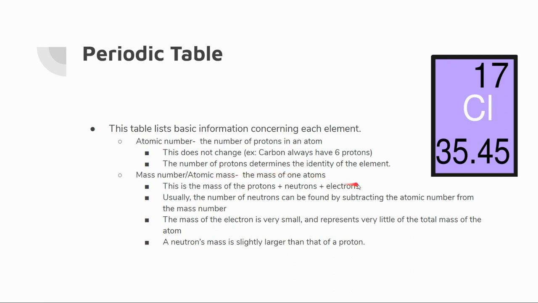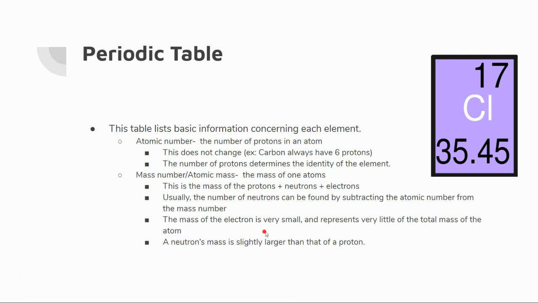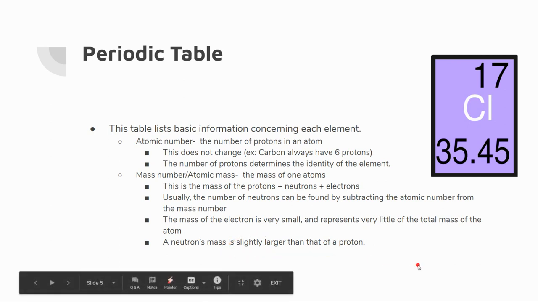This is the mass of one of the atoms. This is the mass of the protons plus neutrons plus electrons. Usually the number of neutrons can be found by subtracting the atomic number from the mass number. So if we take 35.45 and subtract 17, then we're going to get close to the number of neutrons. Here's why. The mass of the electrons is very small, and it represents very little of the total mass of the atom. And a neutron's mass is slightly larger than the proton.